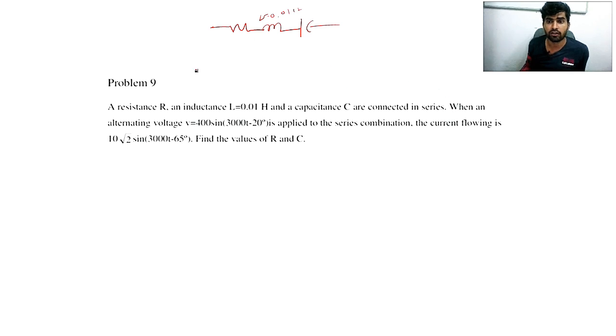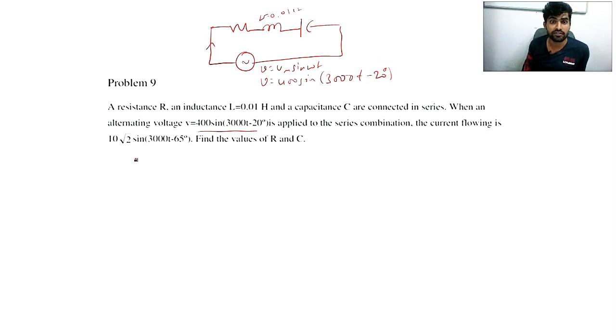When an alternating voltage, given in the format V is equal to Vm sin omega t, here V is equal to 400 sin(3000 t minus 20 degree). Omega is 3000. This is a special case. The current is given in this format: I is equal to Im sin(omega t minus phi), that is 10 root 2 sin(3000 t minus 65 degree).